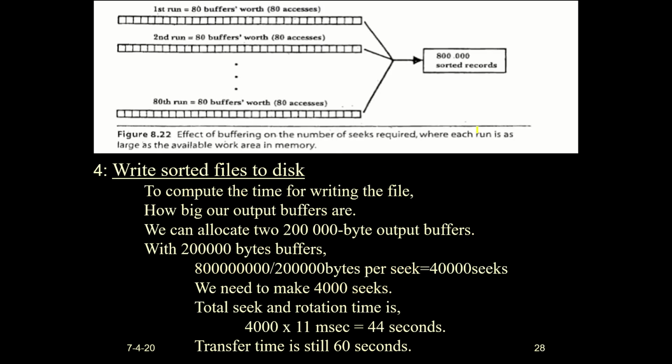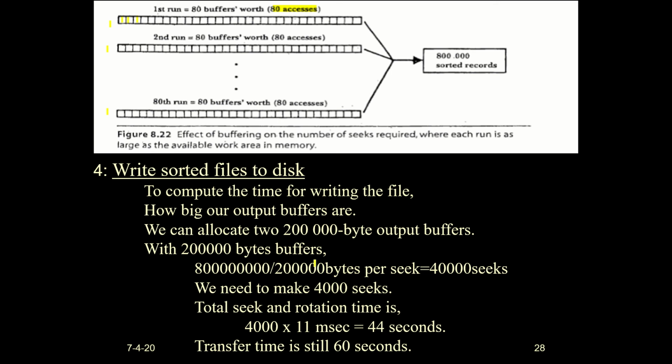So this is how it looks. The first run is equal to 80 buffers. For every seek, only one buffer is read. So for every run, 80 seeks are required. That is why we get 80 times 80, 80 buffers times 80 times. Once those 80 times 80 accesses are done, we get our whole run completed and reading completed. Afterwards we get the sorted array after the merging.